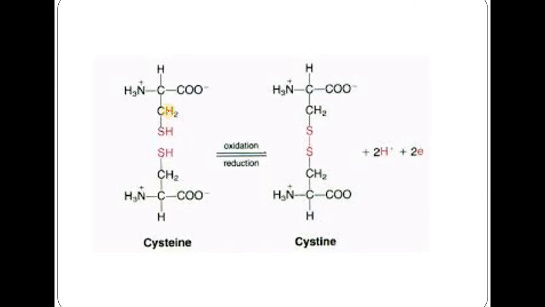cysteine. Okay, so these two amino acids, this cysteine, we have the sulfhydryl group over here, and it gets oxidized, and when it is getting oxidized, the hydrogen is removed as 2H. Okay, and a bond is formed between these sulfur atoms. Okay, so that results in the formation of the dimer cystine.